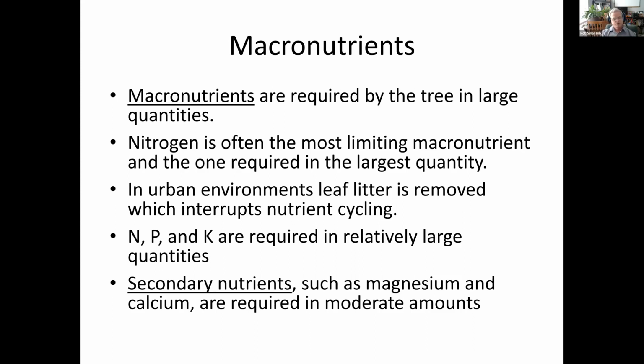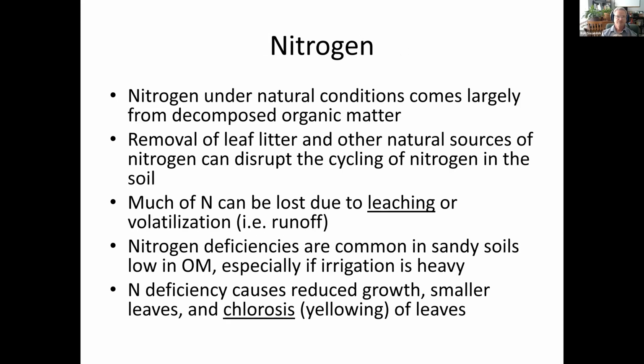So after macronutrients, we have the secondary nutrients such as magnesium and calcium. These are kind of required in moderate amounts. They don't have to be there in super large amounts, greater requirement than the micronutrient. So again, nitrogen under natural conditions comes largely from the decomposition of organic matter.